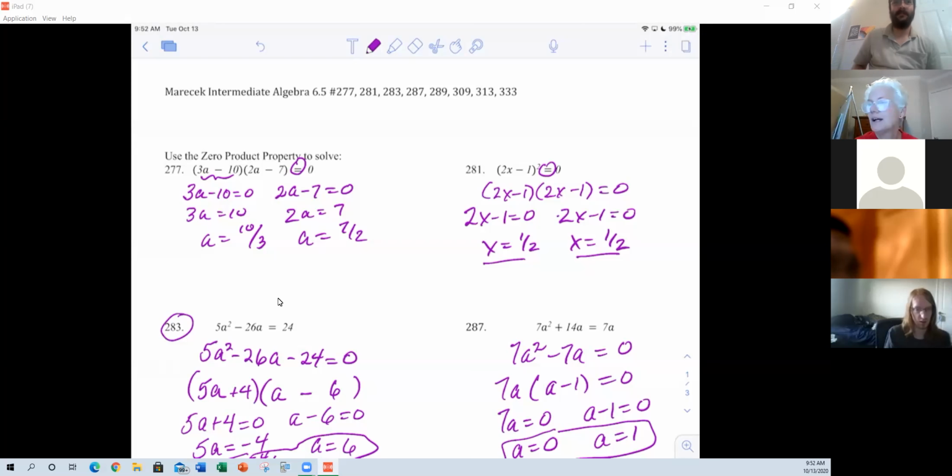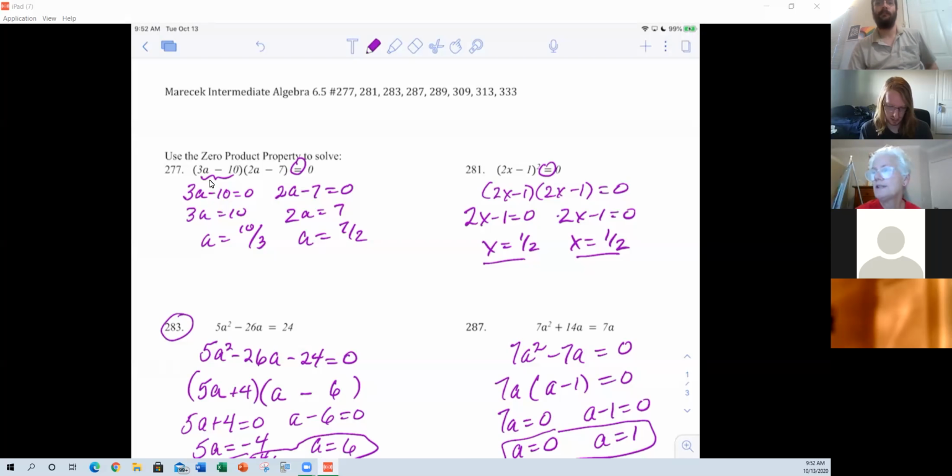Okay, so we're looking at 277. Can y'all see my screen? Yes. So this one's already factored. It's equal to 0. So you're just going to take each one of those factors and set them equal to 0, and then solve.